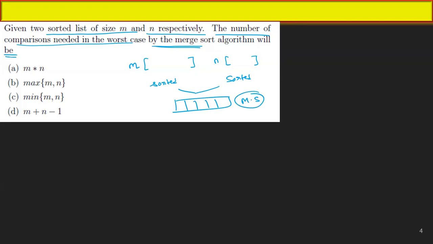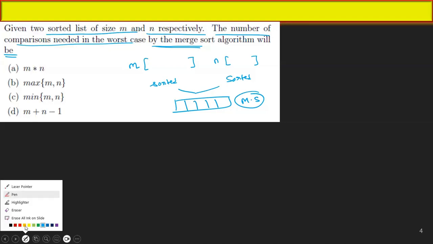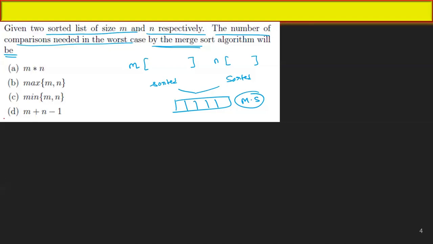What is the answer for this? First tell me that answer. Question is clear, I believe. What is the answer for this? Everyone try to give the answer now. Yes, yes, very good, very good. Option D is the answer.